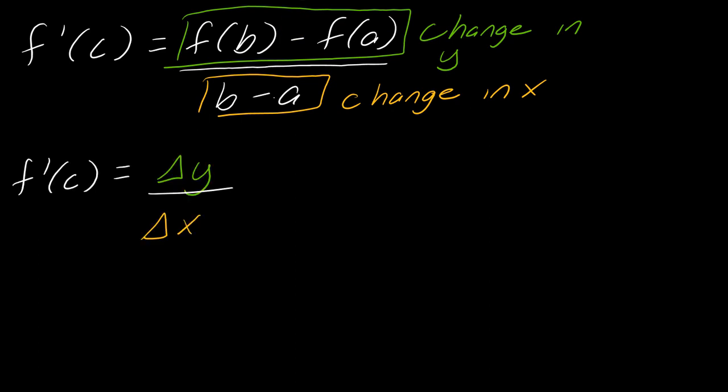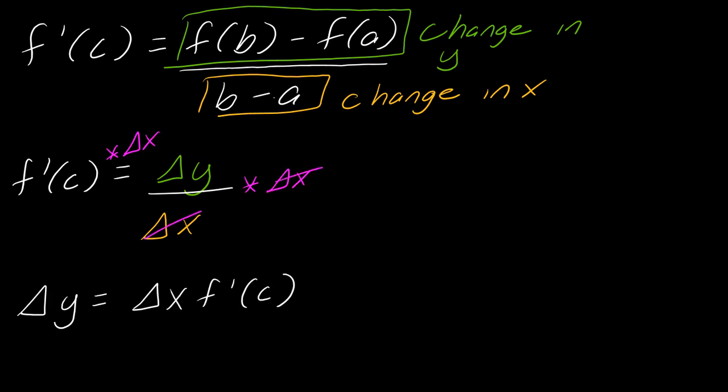So I actually want to rewrite the mean value theorem then as f prime of c equals delta y over delta x. And I'm going to go one step farther with this. I'm going to multiply both sides by delta x so that I can rewrite this as delta y equals delta x times f prime of c. Okay, so this is going to come back in a second.